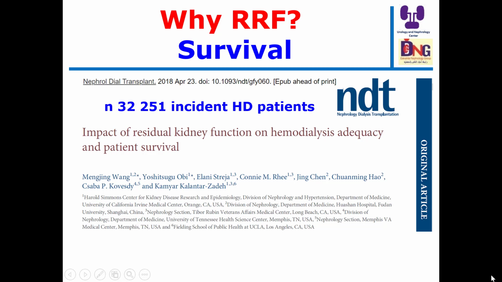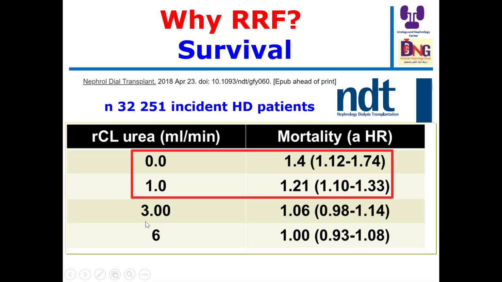Regarding residual renal function, it's better to keep residual kidney function whenever possible, and you should put many lines under whenever possible. Here, this study shows that if you keep residual clearance of urea in this range, survival is fine. But if it drops to 1 or 0, survival is reduced and mortality is increased, here 20% and here 40%. So it's better to keep residual kidney function.